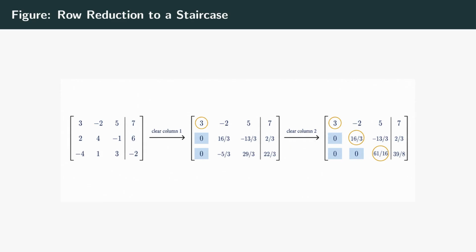On the right, the process is finished, a clean staircase. 3 gold-circled pivots descend from upper left to lower right, and below each pivot the entries are all 0, filling in the lower triangle. That descending staircase, with a triangle of zeros beneath it, is row echelon form. Notice the rhythm: pick a pivot, clear everything below it, move down and to the right, repeat. Each step uses the third row operation, adding a multiple of the pivot row to the rows beneath, to knock out one column at a time.